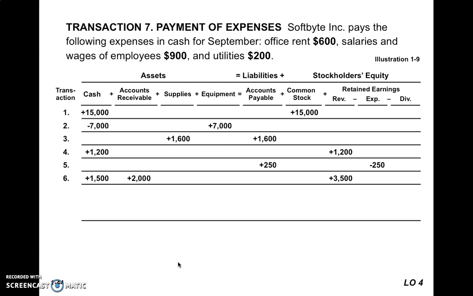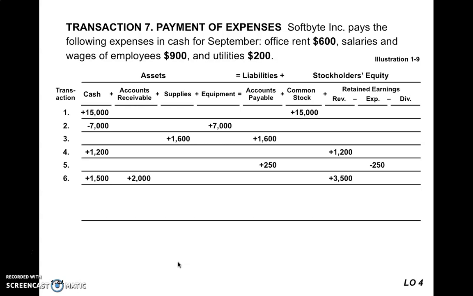Transaction 7, payment of expenses. SoftBite Inc. pays. Anytime you see the word pays or paid, in present tense or past tense, it means cash was used and therefore cash decreases. So SoftBite pays the following expenses in cash: office rent. Use of the space to run the operation creates an expense, rent expense.